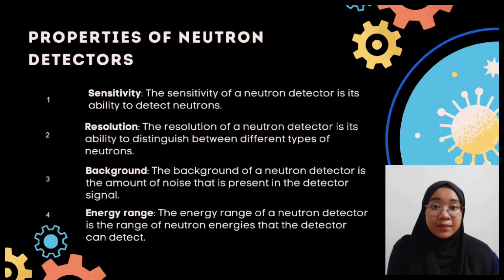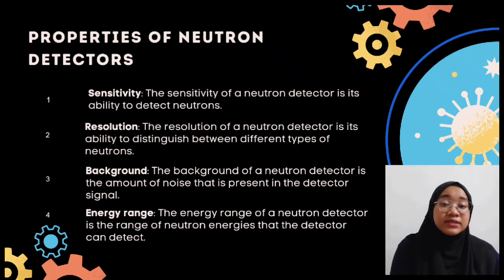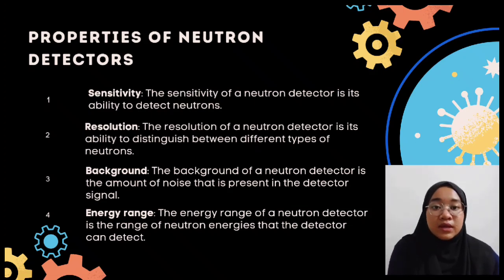Here are some of the properties of a neutron detector. First is the sensitivity. The sensitivity of a neutron detector is its ability to detect neutrons. Then, resolution. The resolution of a neutron detector is its ability to distinguish between different types of neutrons. Next is background. The background of a neutron detector is the amount of noise present in the detector signal. And lastly is the energy range, which is the range of neutron energies that the detector can detect.